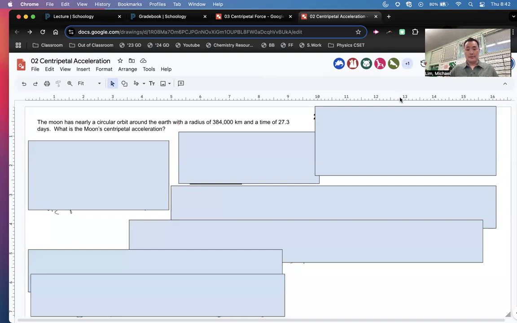All right. Let's look at our problem. The moon has nearly a circular orbit around the Earth with a radius of 384,000 kilometers and a time of 27.3 days for a full rotation. What is the moon's centripetal acceleration?